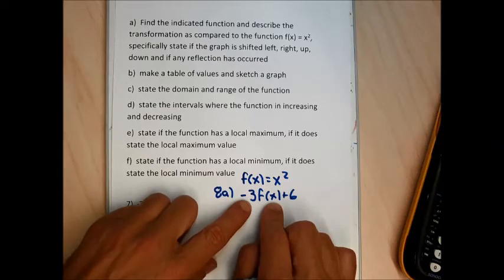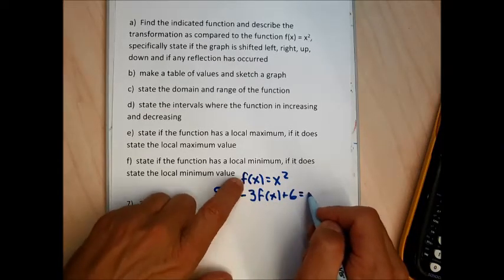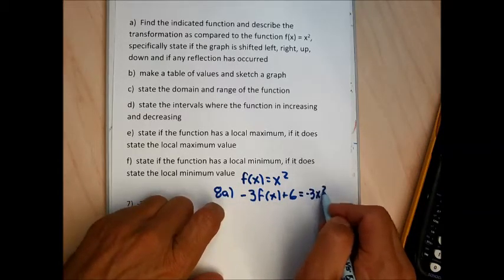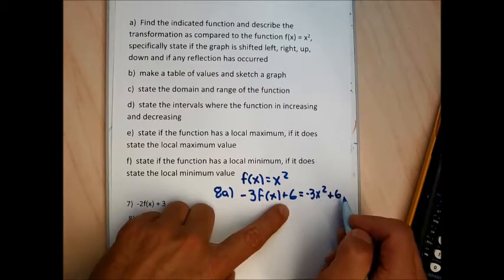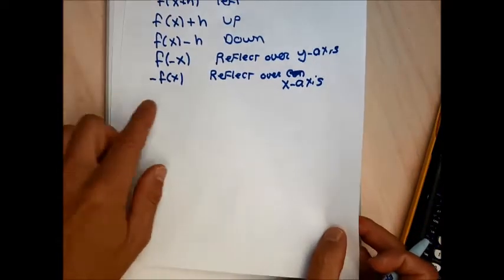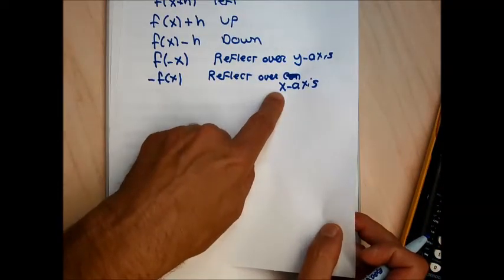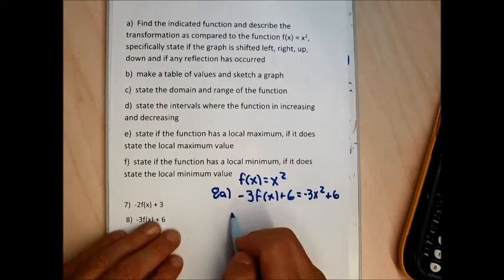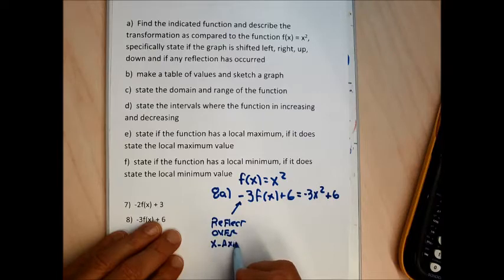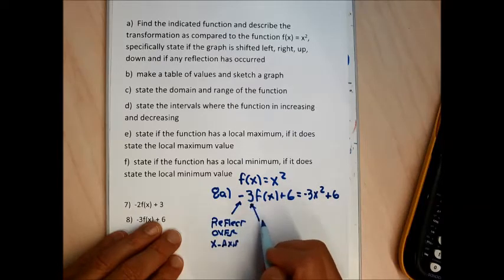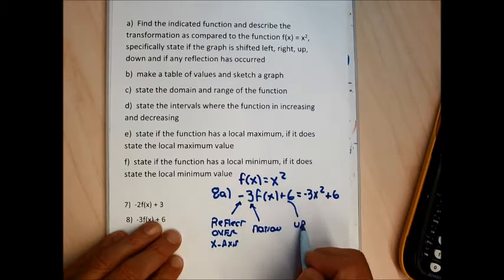The negative 3 is going to go in front of the x squared because it's in front of the f of x. There's no parentheses needed because the parentheses in the problem is just an x, and then the plus 6. To describe what this does, the negative 3 reflects it over the x-axis. It flips it upside down. So the negative reflects it over the x-axis. The 3 is going to make it narrow, and the plus 6 is going to move it up 6.